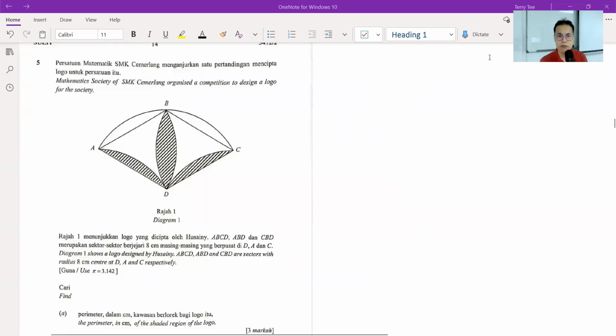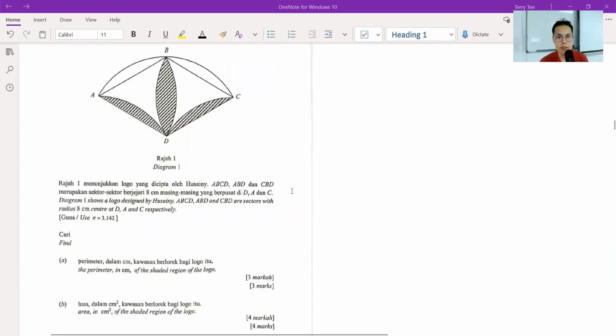Okay, moving on to question number 5. This is from the chapter Circular Measure. So here we have a Mathematics Society of SMK Cemerlang. They organized a competition to design a logo for the society. So here you have a logo designed by Husseini, ABCD, ABD, CBD, a sector of a circle of radius 8 cm, center D, AC. So you're supposed to find the perimeter and the area.